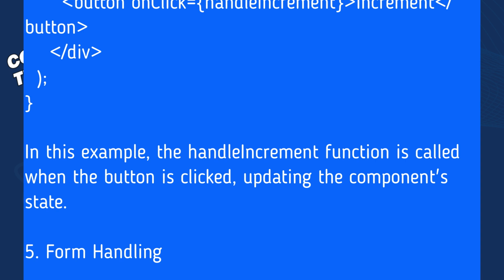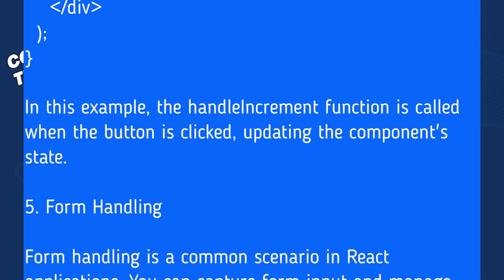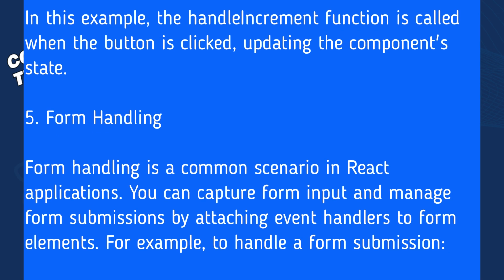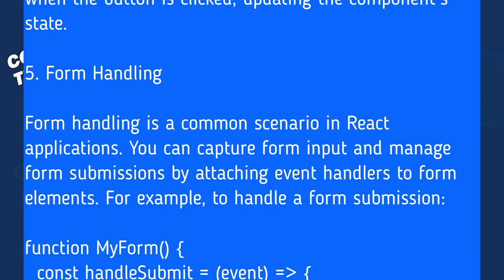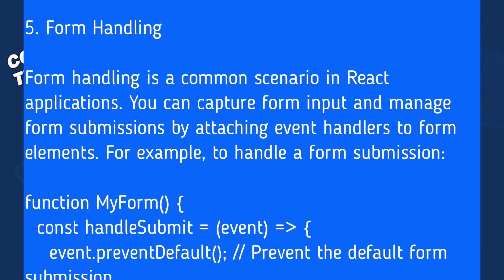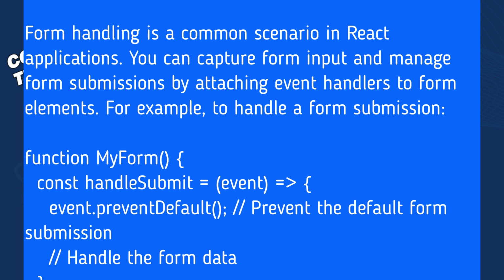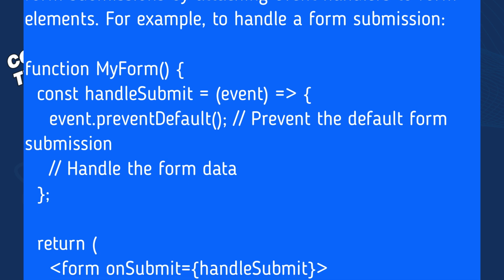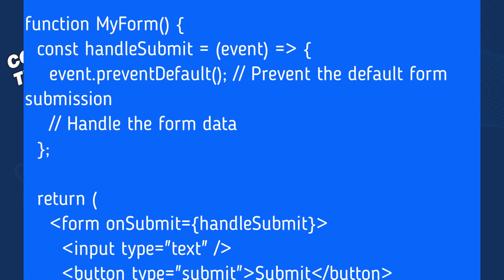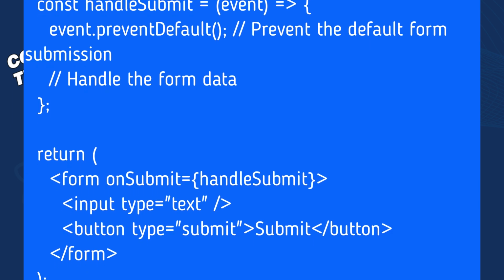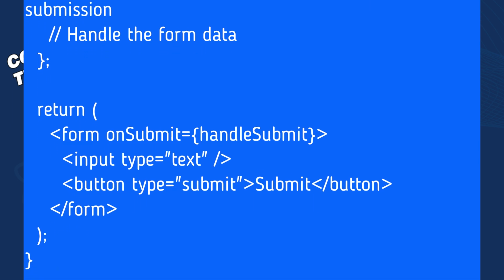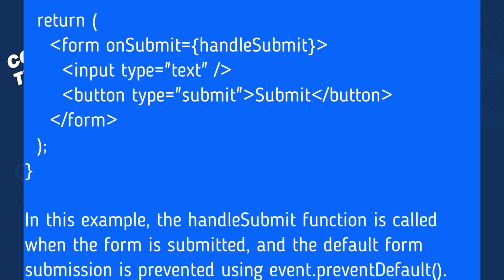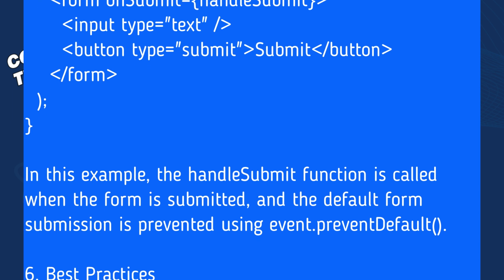5. Form handling. Form handling is a common scenario in React applications. You can capture form input and manage form submissions by attaching event handlers to form elements. For example, to handle a form submission: function MyForm, const handleSubmit = (event) => { event.preventDefault(); // Prevent the default form submission. // Handle the form data }, return <form onSubmit={handleSubmit}><input type="text" /><button type="submit">Submit</button></form>. In this example, the handleSubmit function is called when the form is submitted, and the default form submission is prevented using event.preventDefault.